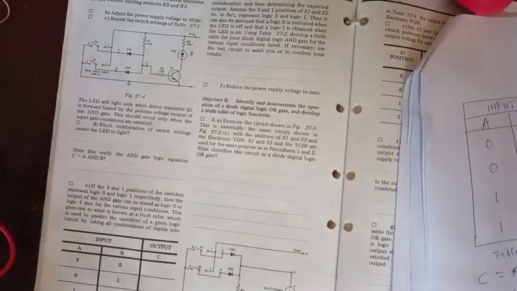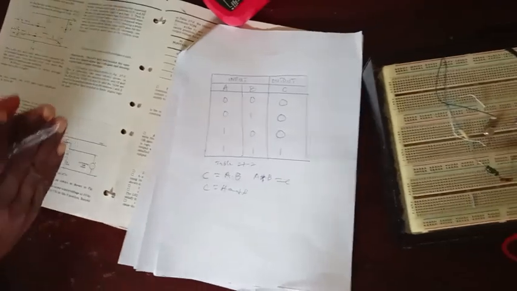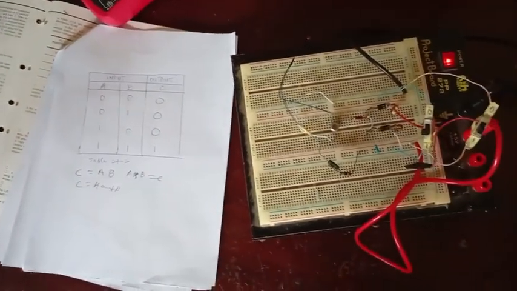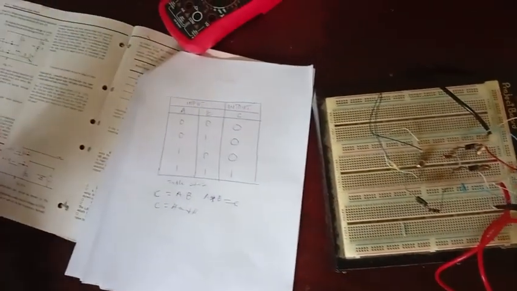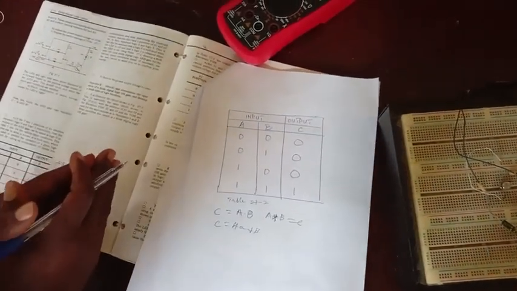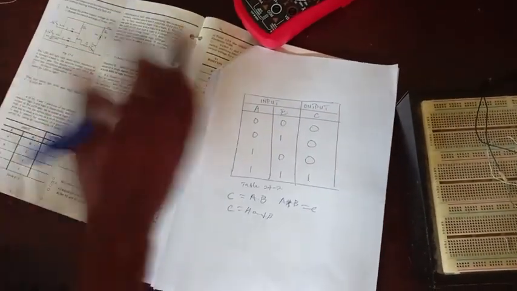Reduce the power supply to 0. Then we are done with the AND gate. That's what we were asked to do in this practical: to verify the AND gate by using a voltmeter to see what the output will be, and also to use an LED or lamp to see what will happen at the output.